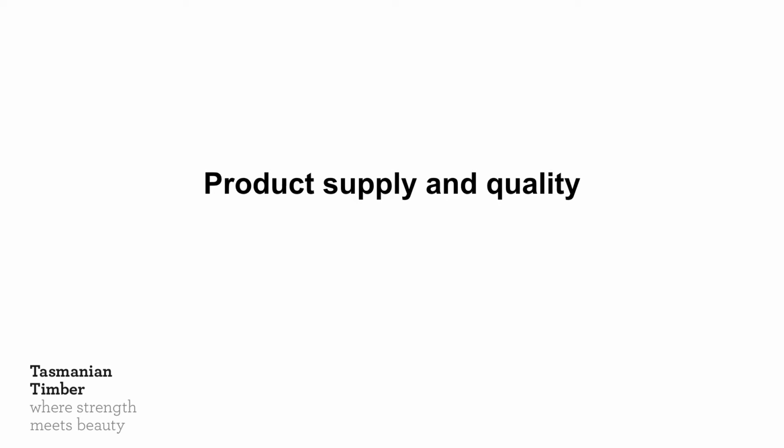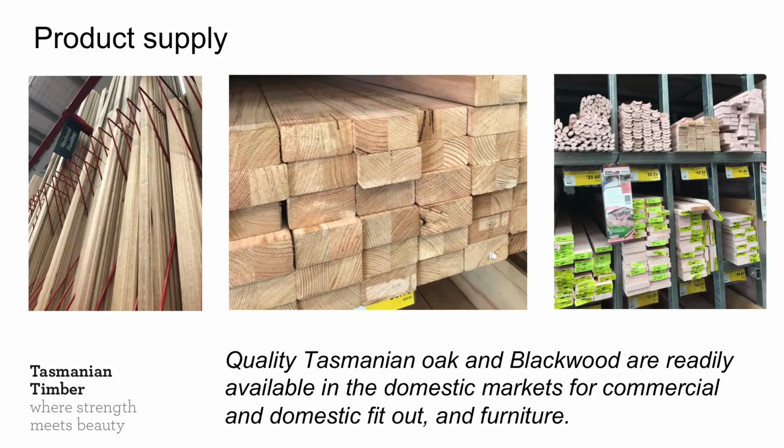Product supply and quality. Okay, there's quite a lot of quality Tasmanian oak and blackwood, and they're readily available for domestic markets, in commercial, domestic fit out, and for furniture. So it can be as a single board, it can be glued together into a larger size, it can be sawn and moulded, and it's available from a whole range of different suppliers.